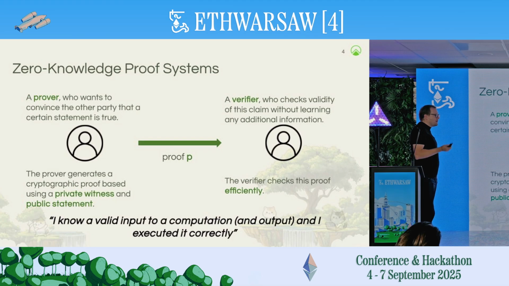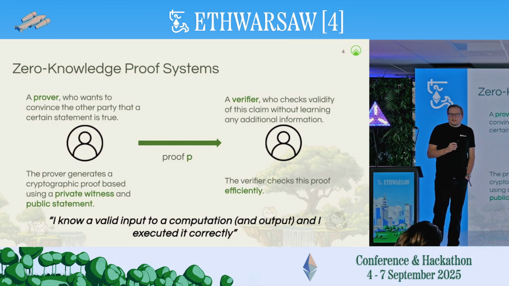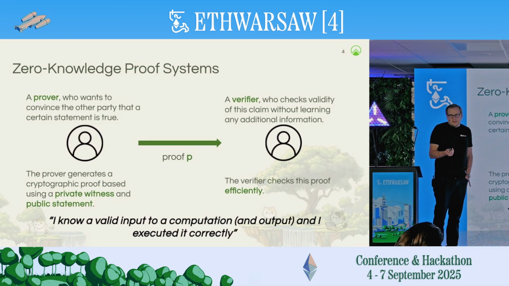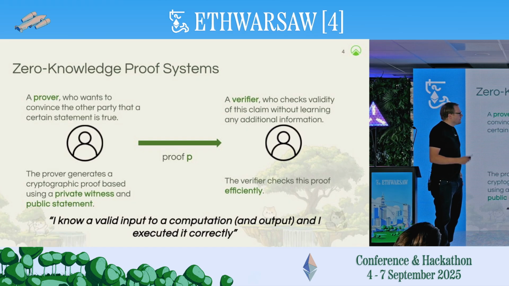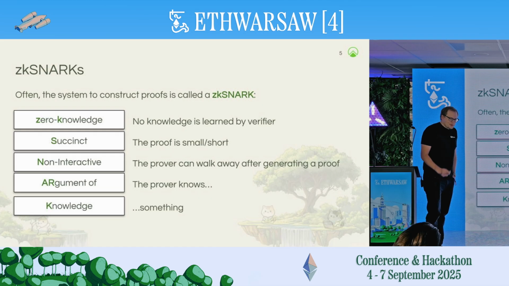And if you don't understand what the prover or verifier is actually trying to do, it's generating some math to convince someone, doesn't matter. The real takeaway is at the bottom of the slide, which is: I know a valid input to a computation and the output, and I can prove to you that I definitely computed it correctly. So I executed the thing that I want to do correctly. And why do we care about this? Well, we'll use it for zero-knowledge proofs.